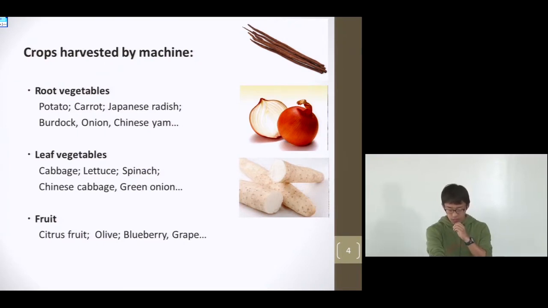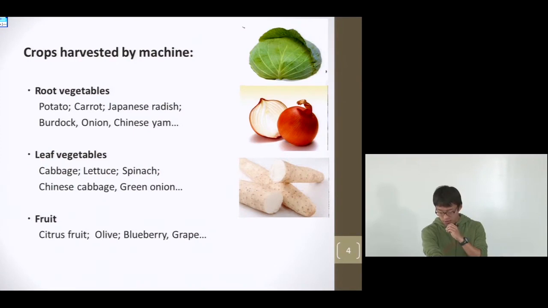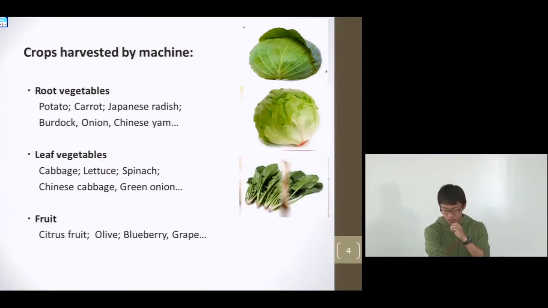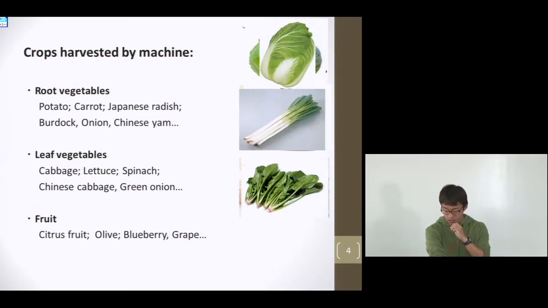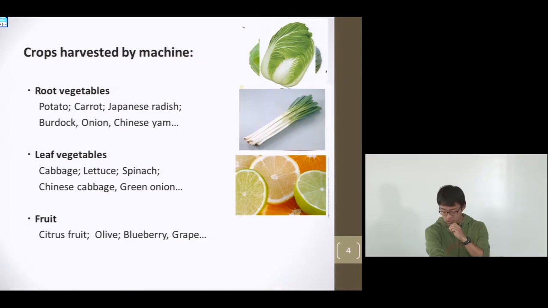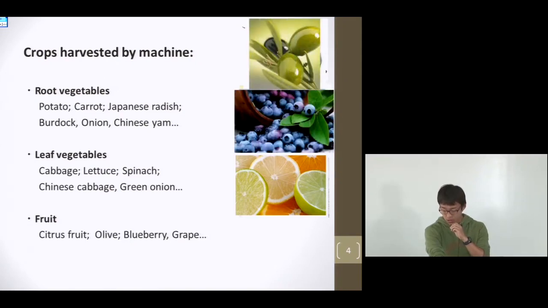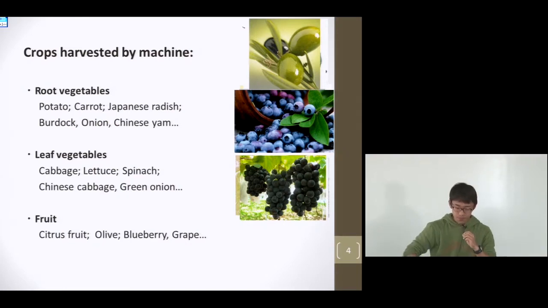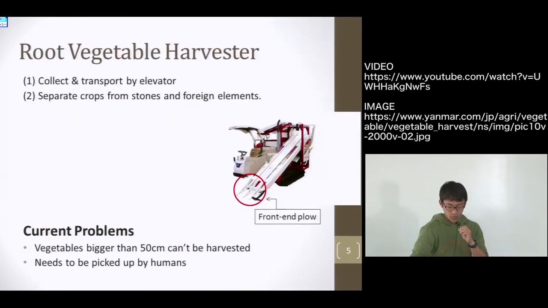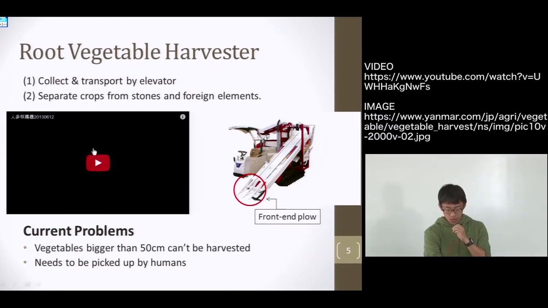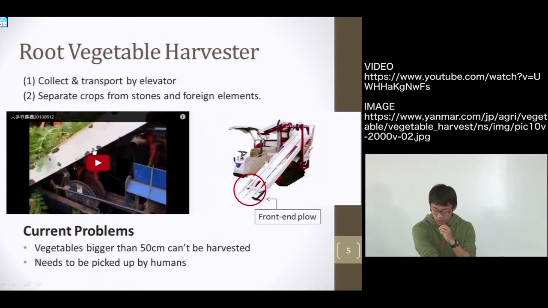And second is leaf vegetables: cabbage, lettuce, spinach, Chinese cabbage, and green onion are in this group. And lastly, the fruit category: citrus, olive, blueberry, and grape are in this group. Now I'm going to explain the methods of root, leaf, and fruit harvesting one by one with video. First is root vegetables.